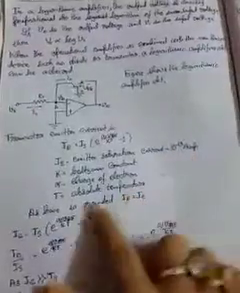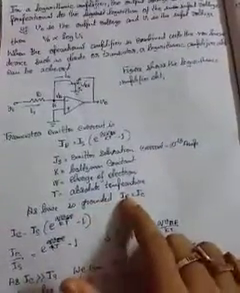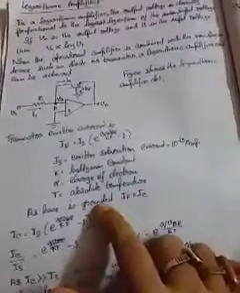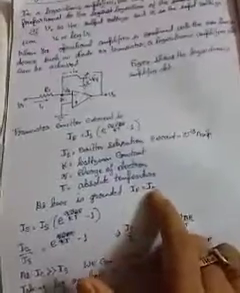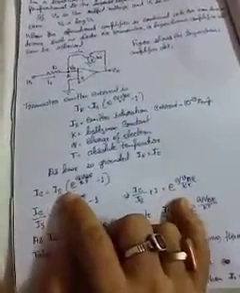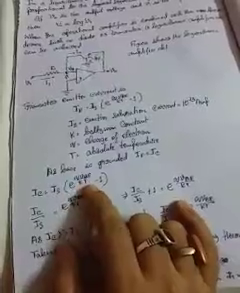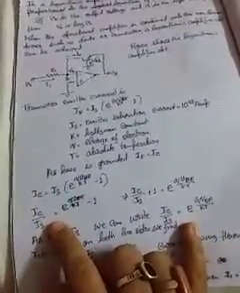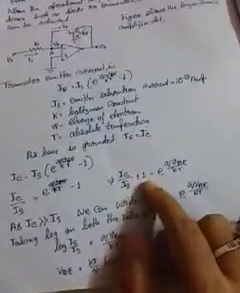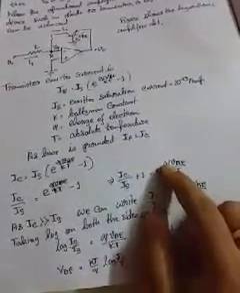As the base is grounded, in a transistor I equals Ib plus Ic. Here Ib equals 0, the base current is 0, so I equals Ic. So Ic equals Is into e to the power Q Vbe by KT minus 1. Then taking Ic by Is, Ic by Is plus 1 equals e to the power Q Vbe by KT.